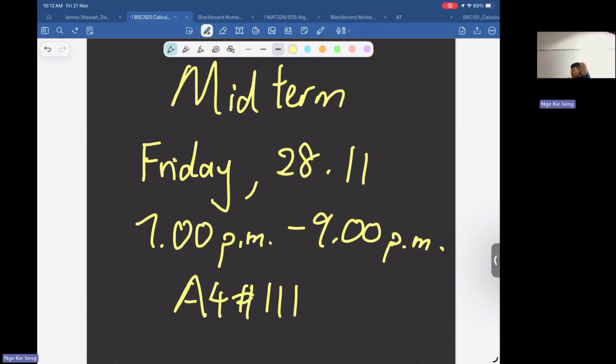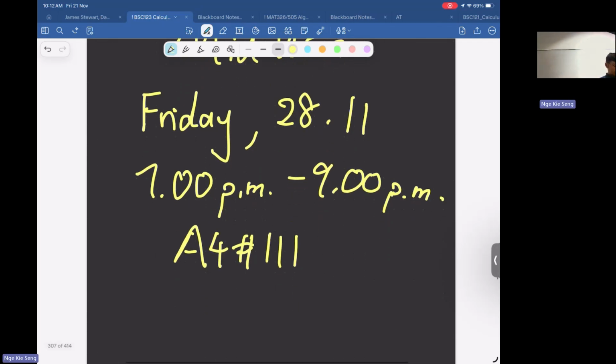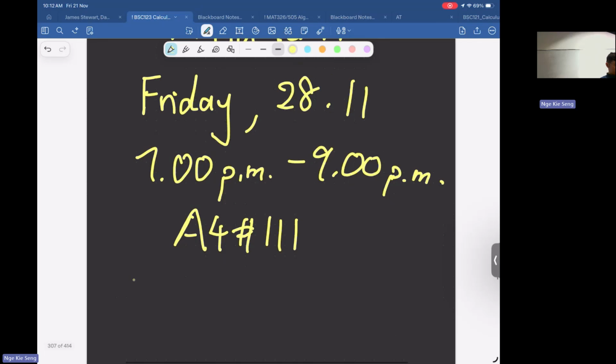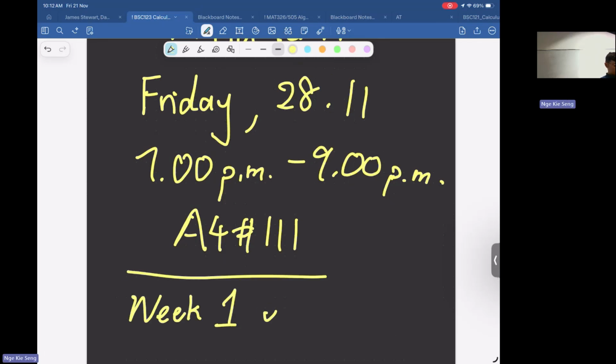What else? So this test is until derivative. So week 1 up to differentiation. Everything before integration.